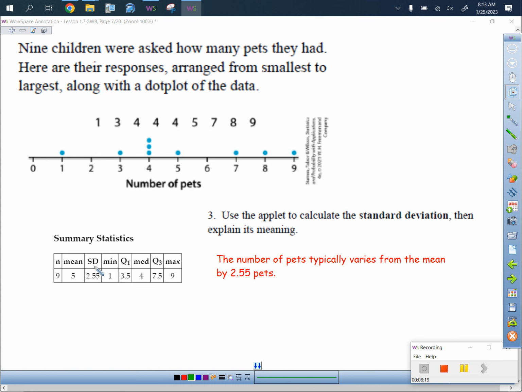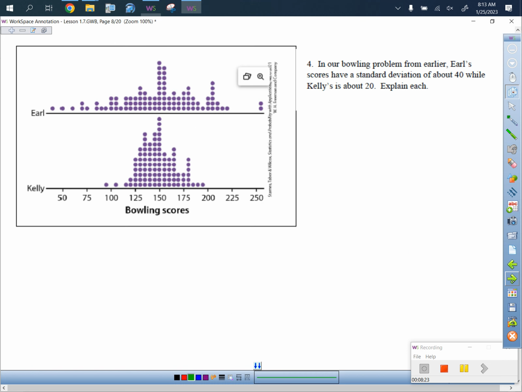That's what the standard deviation is until we get more used to it. Okay, here's Earl and Kelly's bowling scores. They did all the calculations for us, and Earl's scores have a standard deviation of 40. Kelly has a standard deviation of 20. Let's explain each. I will do Earl for us and see if we can do Kelly together, like you in a group. So here's what Earl's standard deviation means.